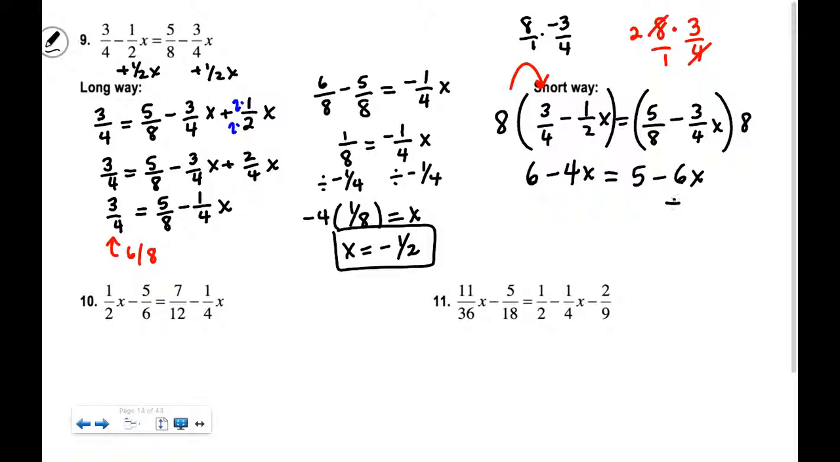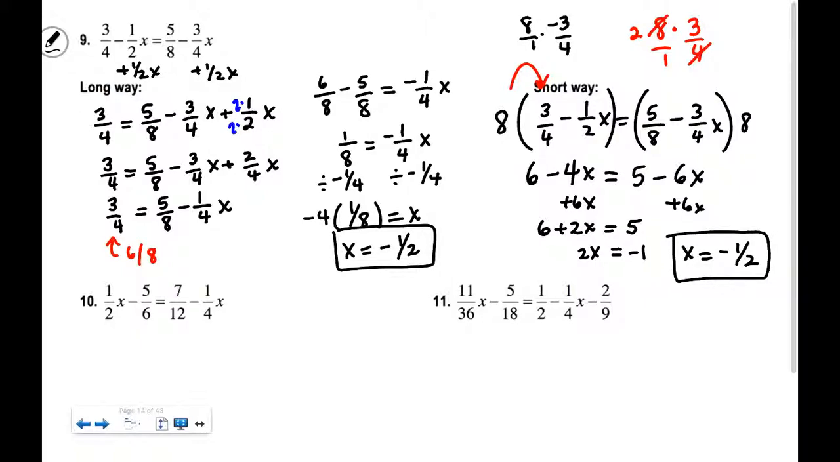So let's add the 6x over. So we get 6 plus 2x equals 5. Subtract the 6. And divide. And our answer is negative 1/2. We good? So let's do another example, and then I'll let you try number 11.